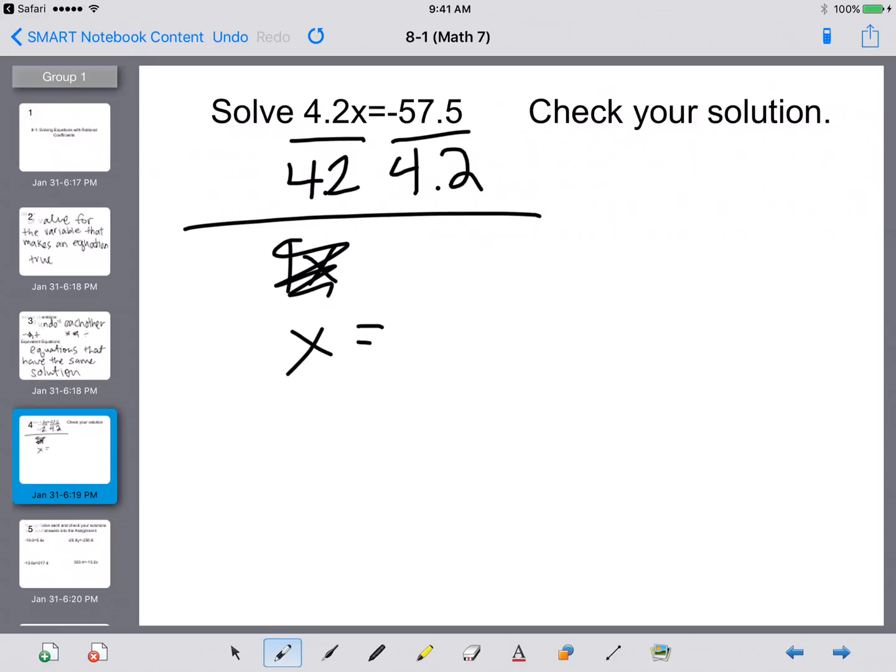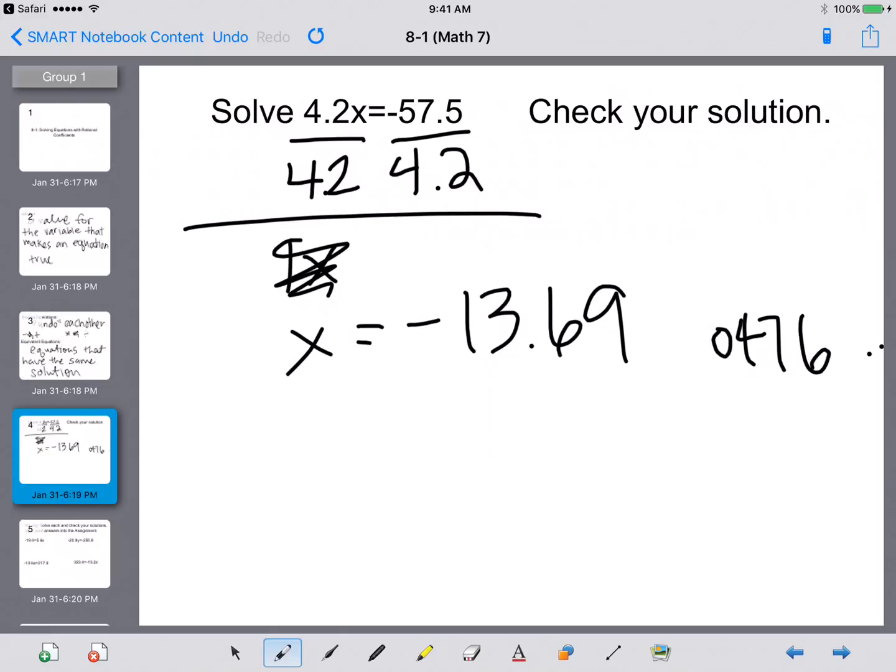divided by 4.2, a negative divided by a positive is going to be a negative. And we get a really big, messy number that I am just going to write as 13.69. We'll round to the nearest hundredth because it is 690,476, moving on forever.